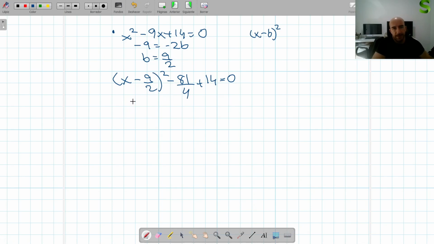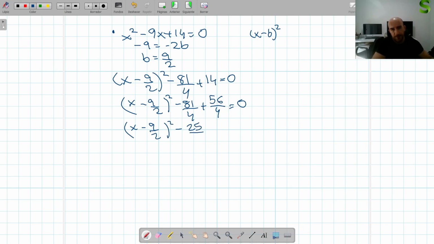So now x minus 9 halves squared minus 81 fourths plus 14, which is 56 fourths: 4 times 4 is 16, 4 times 1 is 4, and 1 5. So if we do this, we have x minus 9 halves squared minus 25 fourths. Okay, so that's a 5, and then 81 minus 56 is 25.